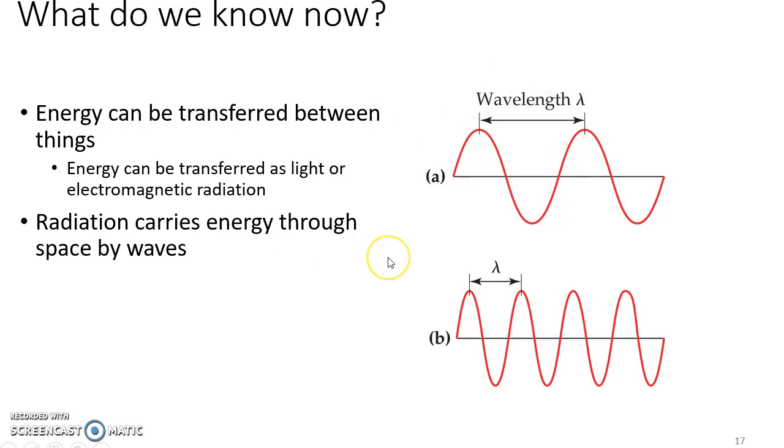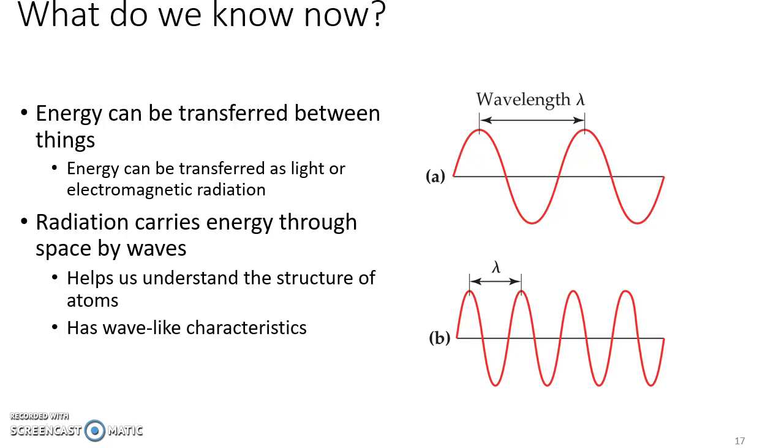In a description of a wave, we have the wavelength, which is literally the distance of the wave. We describe it as either the distance between two peaks or two troughs, like here and here. Wavelength is represented by this Greek letter lambda. We can think about radiation and waves to help us understand the structure of atoms. Atoms have wave-like characteristics, so they produce interference, and they diffract.